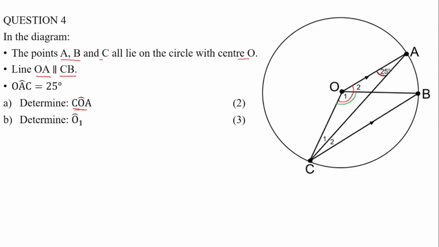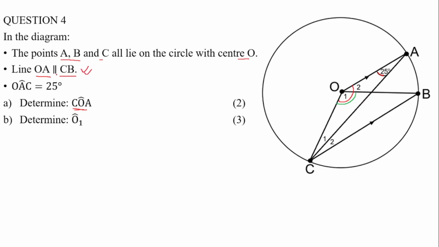The points A, B, C all lie on the circle with center O. Can we use circle theorems here? Angle at the center, 2 times angle at the circumference. We don't have that situation here. Line drawn from the center perpendicular to chord, or line drawn from the center to the midpoint of chord. We don't have that. Okay, let's check the next point.